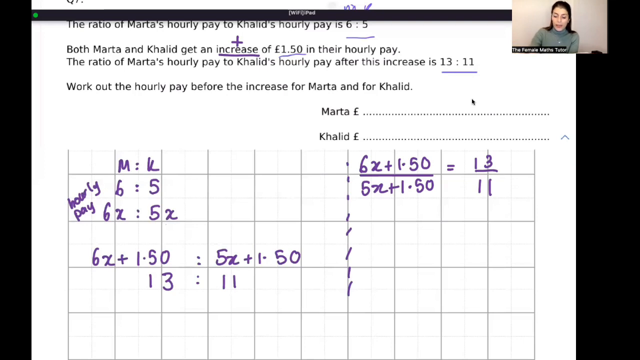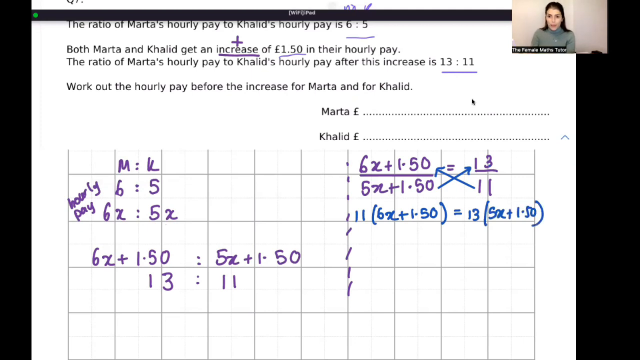So all you need to do here is we can cross multiply. So the denominators of both sides, we can times with the opposite. This only works when you have just a fraction on both sides, okay? So I'm going to do 11 times 6x plus £1.50. And that's equal to 13 times 5x plus £1.50.